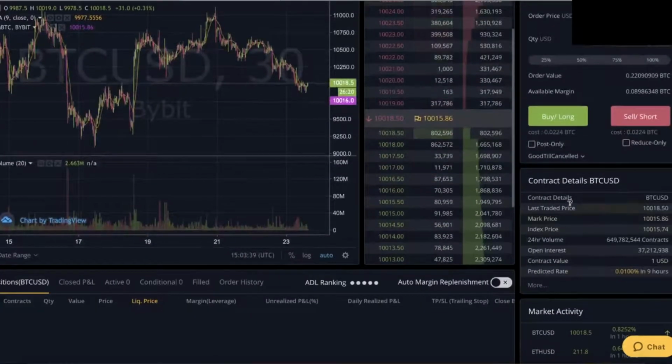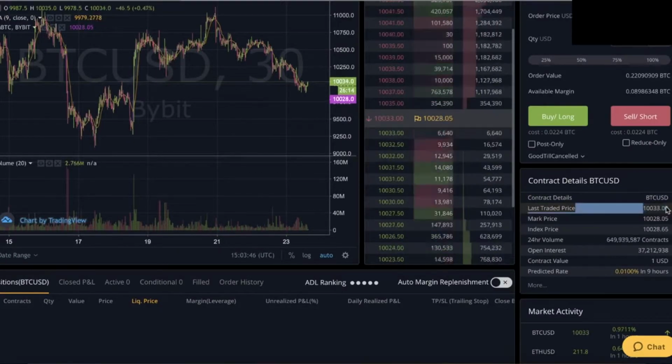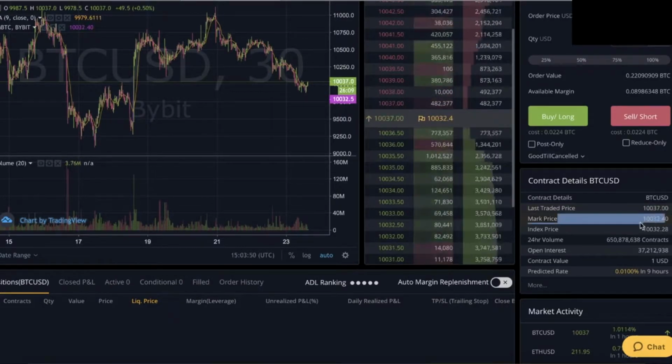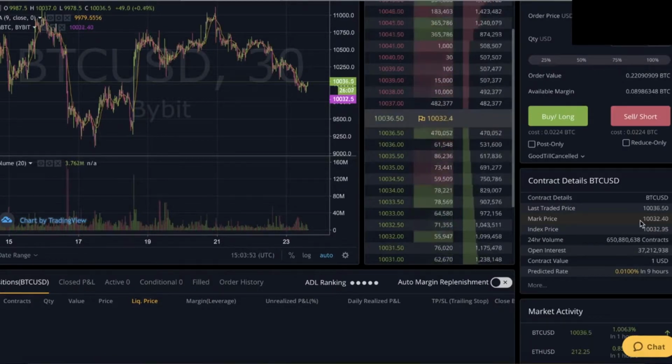Down on the right here, we've got the contract details. It's telling you the last price that Bitcoin is trading at. This is the price of Bybit, so what Bybit users are trading Bitcoin at. Below that, we've got the mark price, so this is the price that other exchanges are trading Bitcoin at.